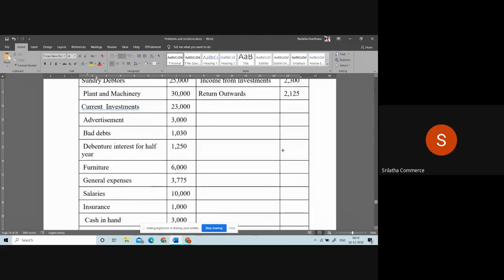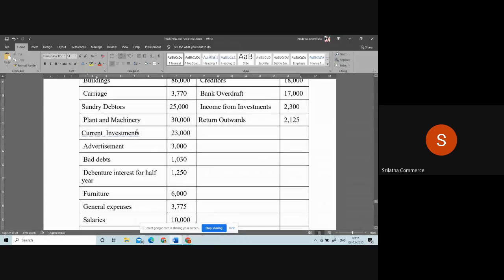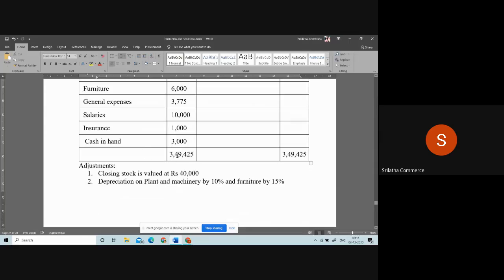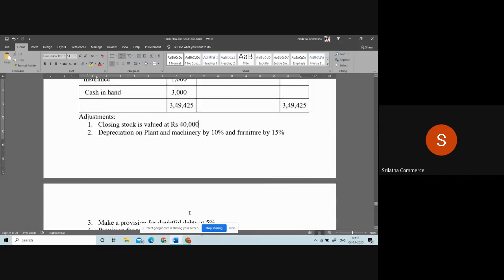The depreciation is to be calculated on plant and machinery and furniture, and that depreciation will be shown in the statement of profit and loss under the heading depreciation and amortization. The next effect is that it will be deducted in the balance sheet under fixed assets, tangible assets, where you show plant and machinery and furniture. From plant and machinery and furniture, the depreciation amount will be deducted.